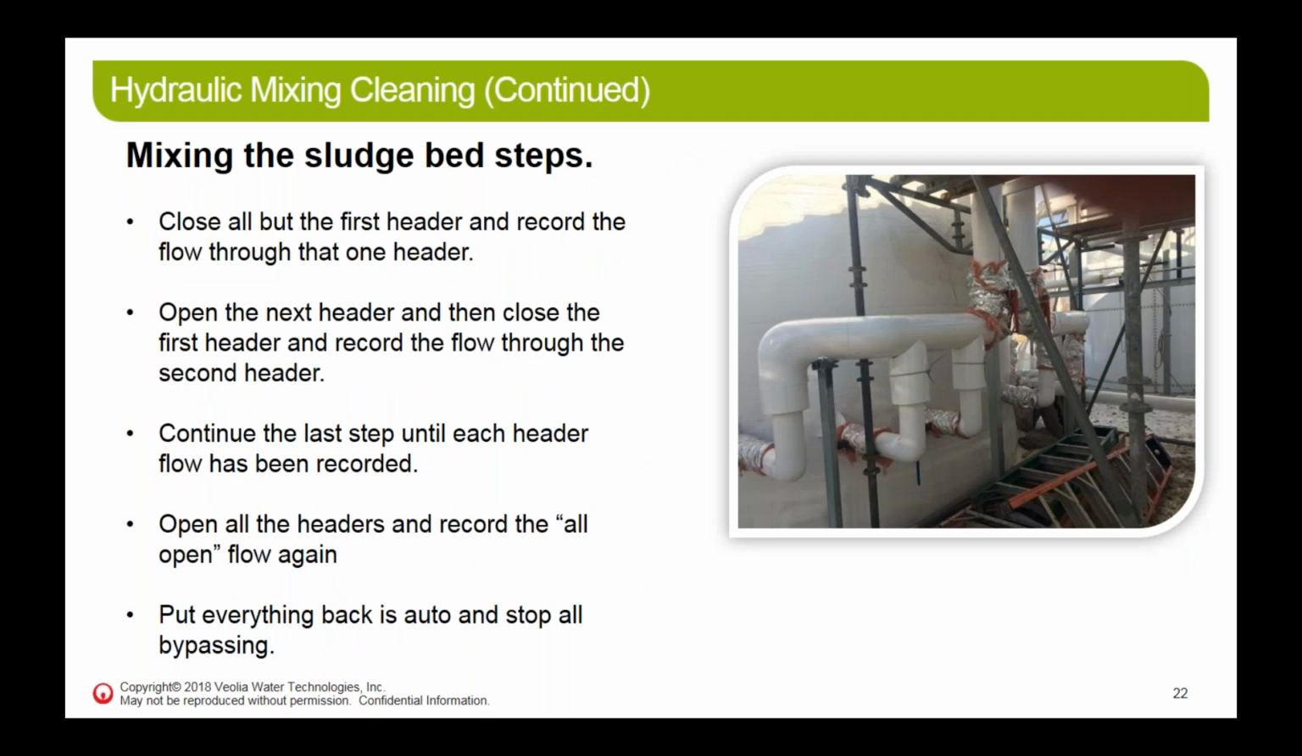Then close all but the first header valve, and allow all that flow to go through just one header. Record that flow. Then open the next header, close the first one, do the same, work down the line, and record each of the flows through each of the headers. Some of you may have 4 headers, some of you may have 6 headers, some of you may have 12 headers. It just depends on the size of your reactor, and you just need to record the flow through each one of them. When you're done, you want to open everything up and get your all open flow again, and then put everything back into auto and normal.